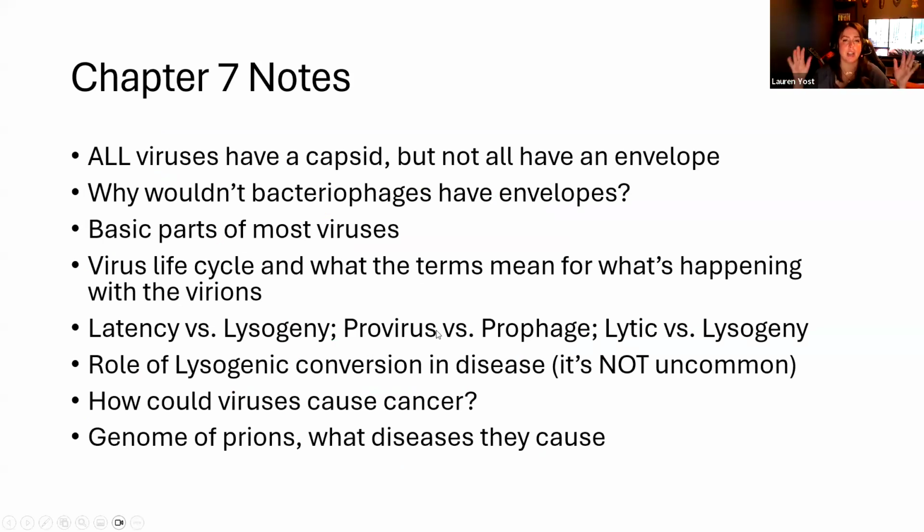Okay, so all viruses have a capsid. Not all of them have an envelope. All viruses have a capsid. Not all of them have an envelope. Okay, can't say it enough. The capsid is the protein that covers the genome, keeps it safe. The envelope is a membrane that it may or may not have. Not all of them need it. Parvovirus, for example, doesn't have a membrane. It's one of the smallest viruses that we know.